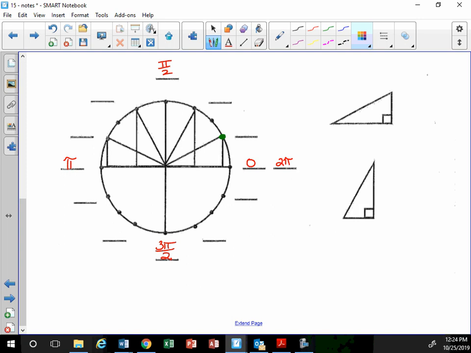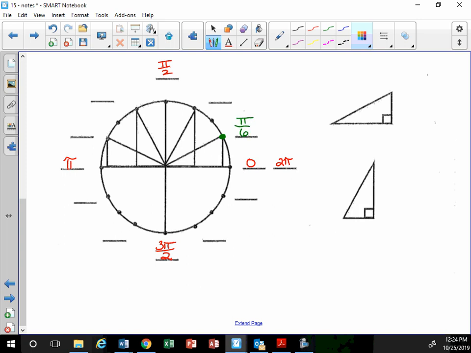How many times does 30 go into 180? 6. How many times? We're talking 30 degrees, right? How many times does 30 go into 180? Pi over 6. Oh, yeah. Okay. So this is pi over 6.